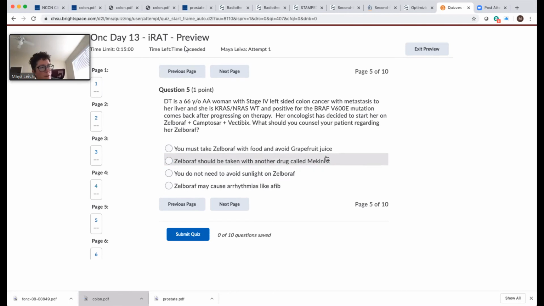And you know why we don't give it with Mekinist, right? That's not that drug, it's the other one. Okay.